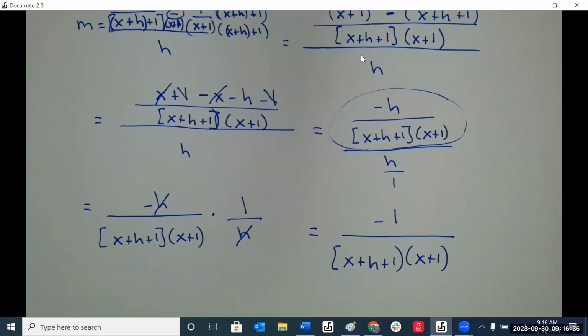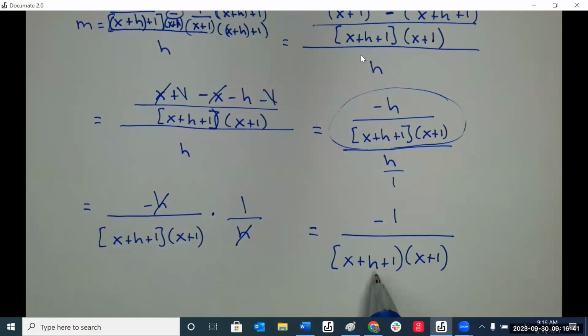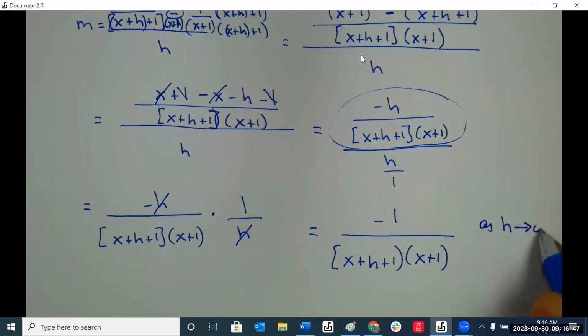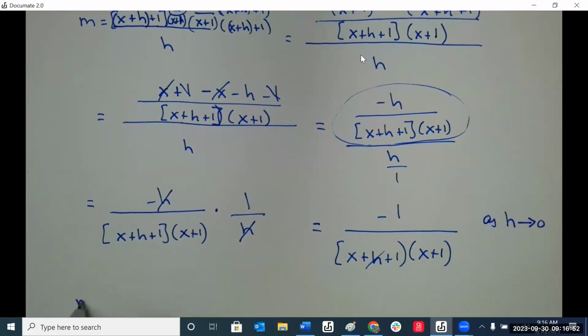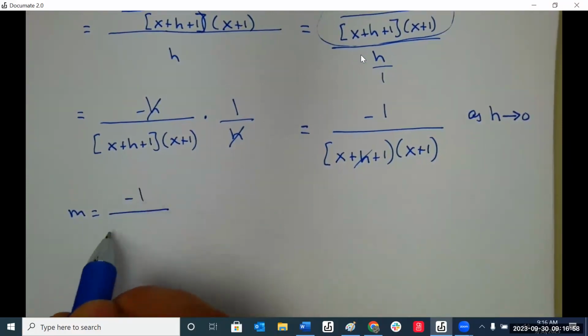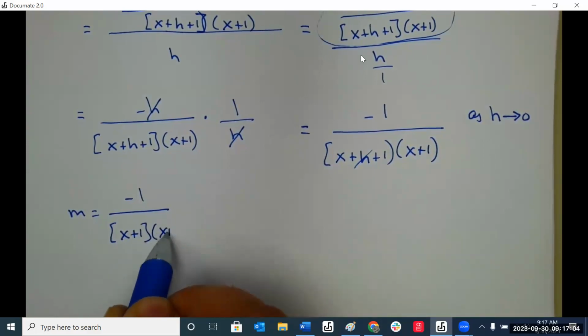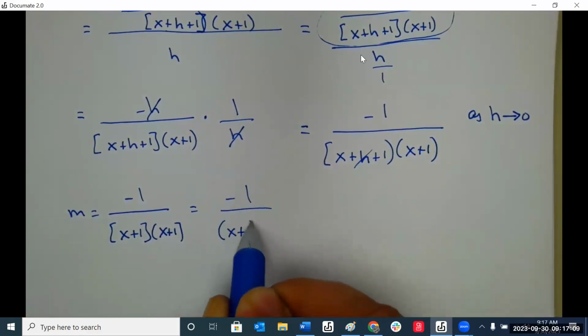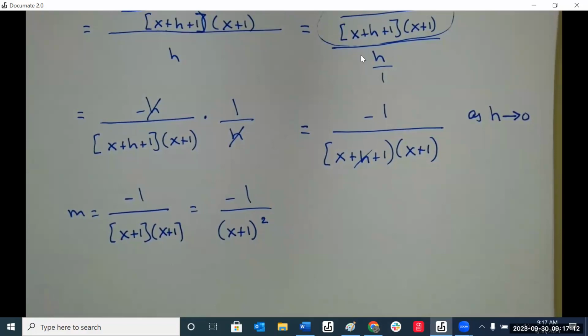What's our next step? Well, we have an h down here. Remember we said as h goes to 0. So what we have is our slope really is negative 1 over x plus 1 times x plus 1. So that's our slope, negative 1 over x plus 1 squared.